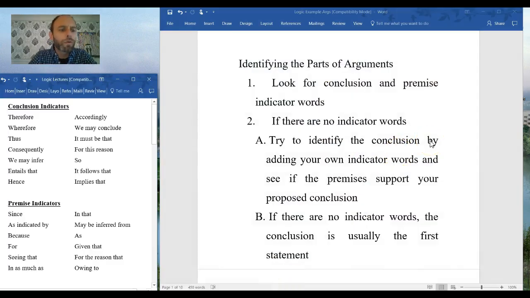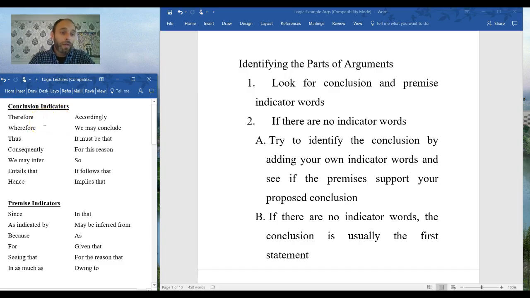So here's a list of conclusion indicator and premise indicator words. These words function in a similar way as an indicator would on your car, right? So when you want to indicate where you're going to take the car, you use your signal to indicate whether you're going to turn right or left. Similarly, in an argument, you'll see these conclusion indicator words or premise indicator words to show you where the argument is going. So the argument will, if it includes these words, show you how it's moving from premises to the conclusion.